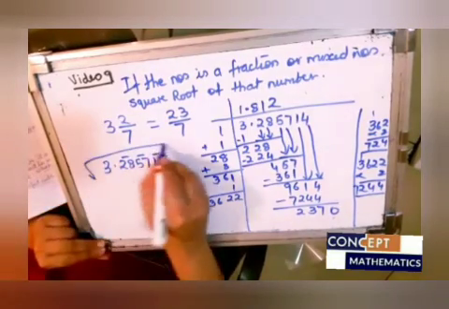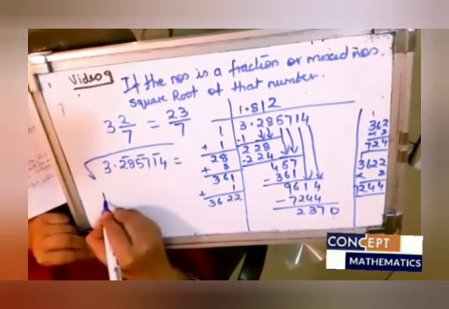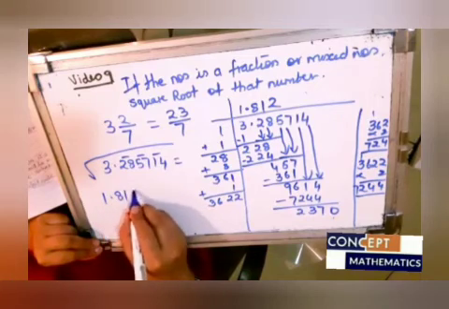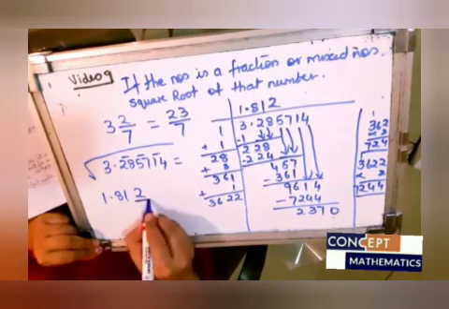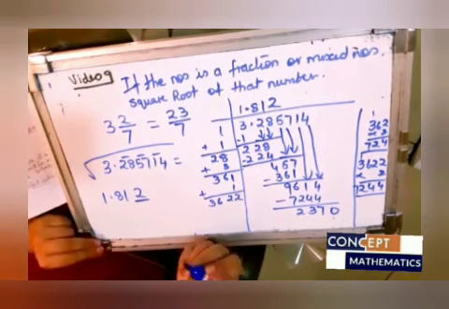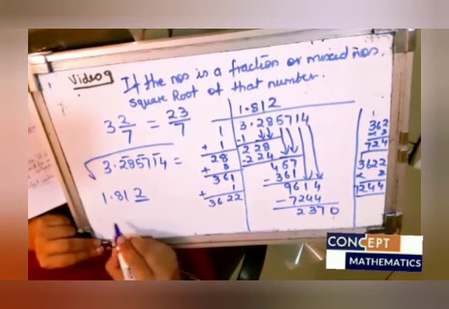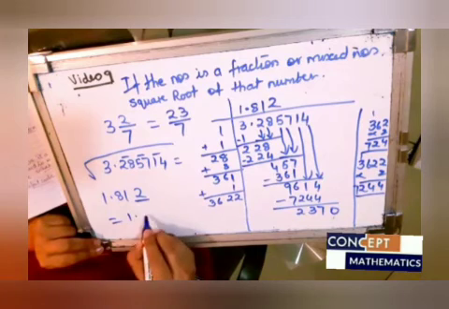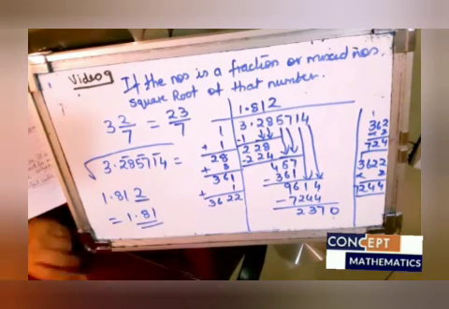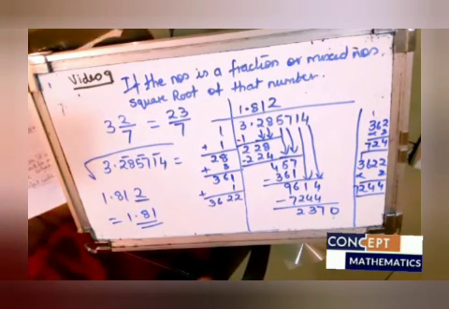So square root of this is 1.812. Again the third digit is less than 5, so you need not add 1 to the previous number. So your square root would be 1.81. Hope you have understood.